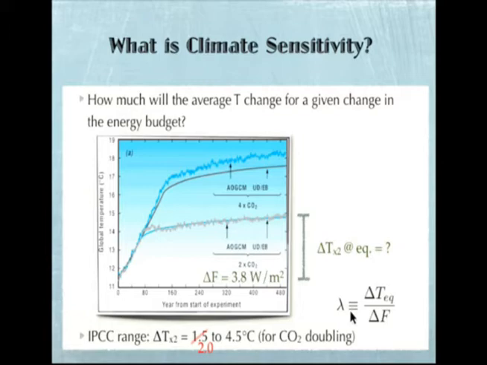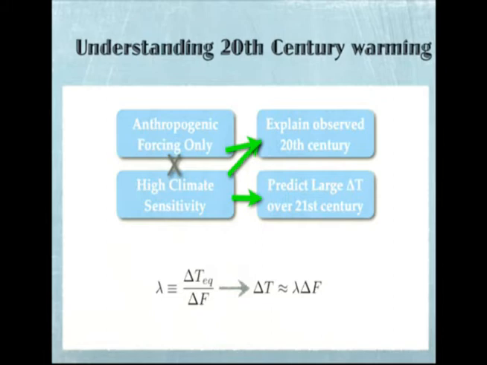Okay, now, why is this ratio between temperature change and radiative forcing the most important number in understanding climate change? The reason is that if you want to understand what has been going on in the 20th century, to know how much of the temperature change is because of a change in the energy budget, you need to multiply the change in the energy budget with the sensitivity.